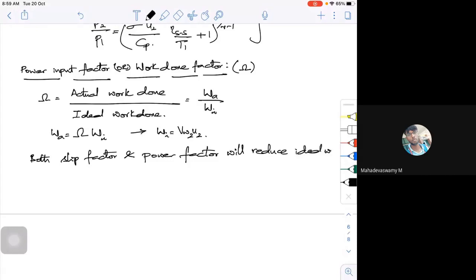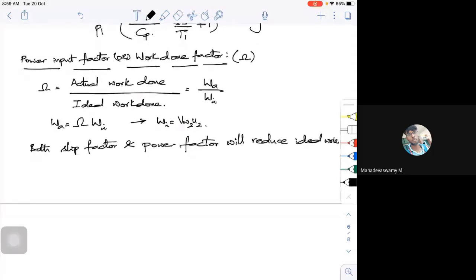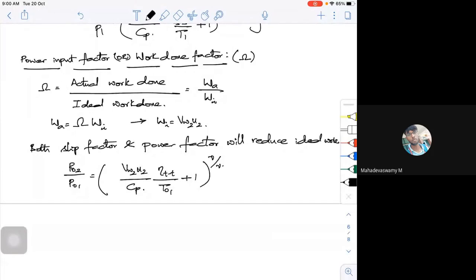So now we have the expression. What is the expression for the pressure ratio for any compressor? We have this expression: P02 by P01 is equal to Vw2 into U2 divided by Cp into the total to total efficiency divided by T01, plus 1, whole to the power of gamma by gamma minus 1. This expression we have.